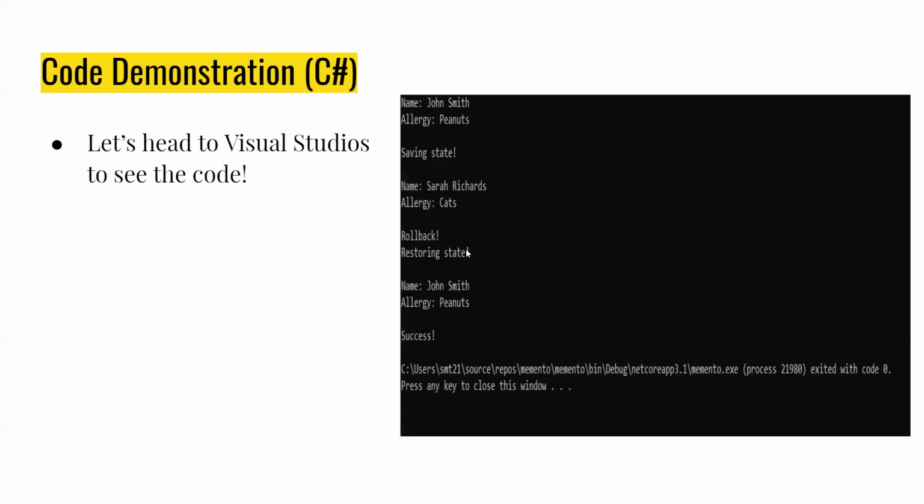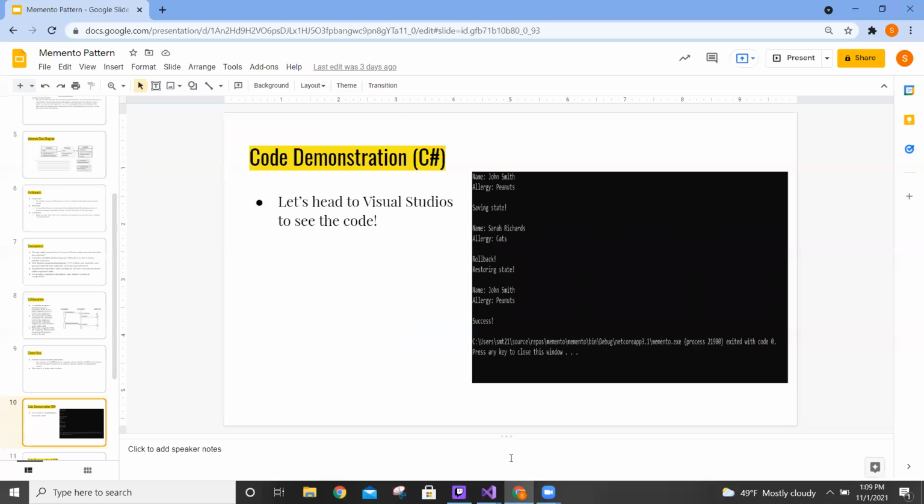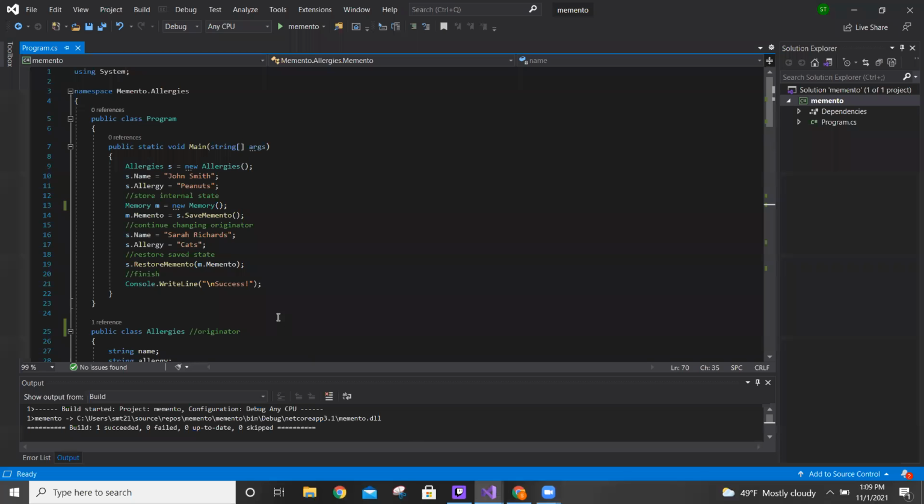And then there's a rollback, which restores the state. So now the state is back to John Smith and his allergy of peanuts. And that's success after the rollback. And then the program closes. And we'll see this in action. We'll just go from the top down.